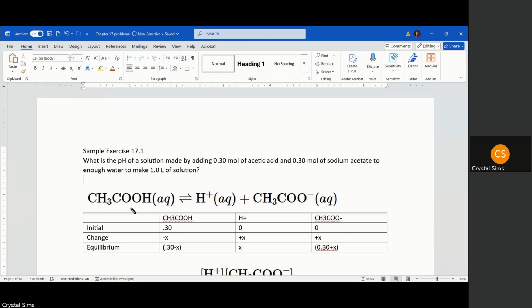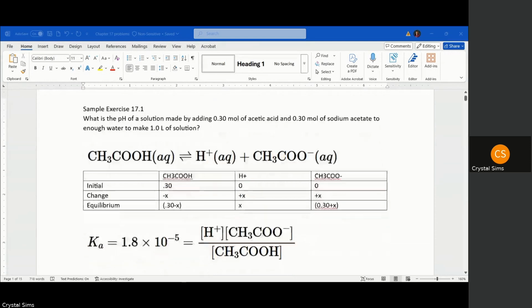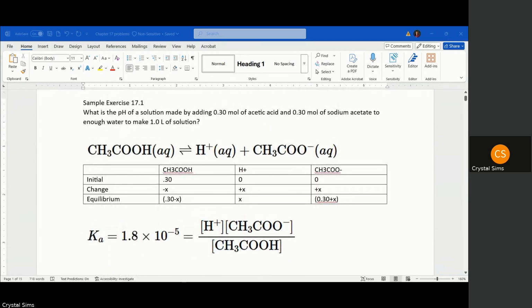So we've completed the first 3 steps of this, and our last step to be able to solve this is to use our equilibrium constant expression and solve for pH. So here is our equilibrium constant expression. Remember that the products go on top, the reactant on bottom, and Ka is a constant. We can find that in the book in Appendix D or Table 16.2.